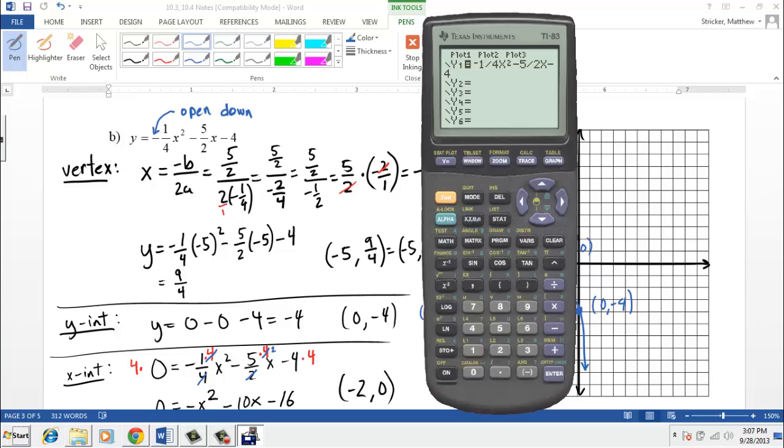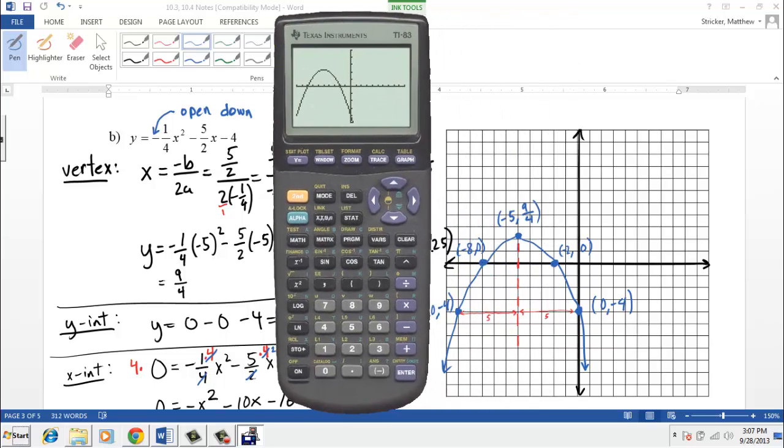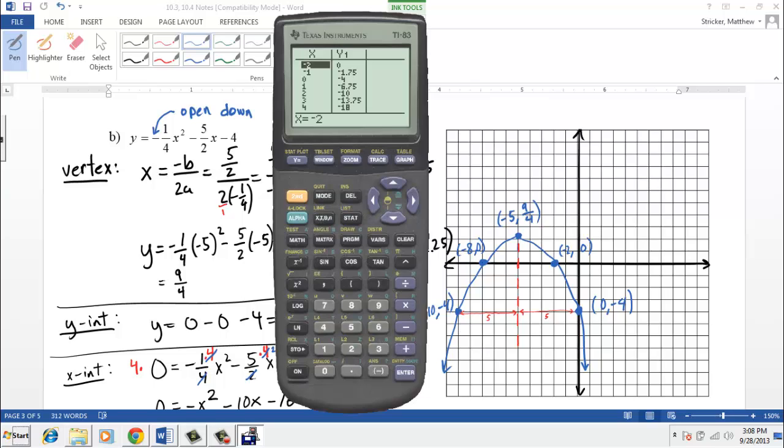And hit the graph button. And that pretty much looks like what we have. Remember that we can go to table, so if we hit second graph, you see the table of values. There's the -2, 0 intercept. We also have 0, -4. Let's go find our vertex at -5. That's at 2.25. And you can see the points fill in. So you can also use the graphing calculator to help you do this if you would prefer.